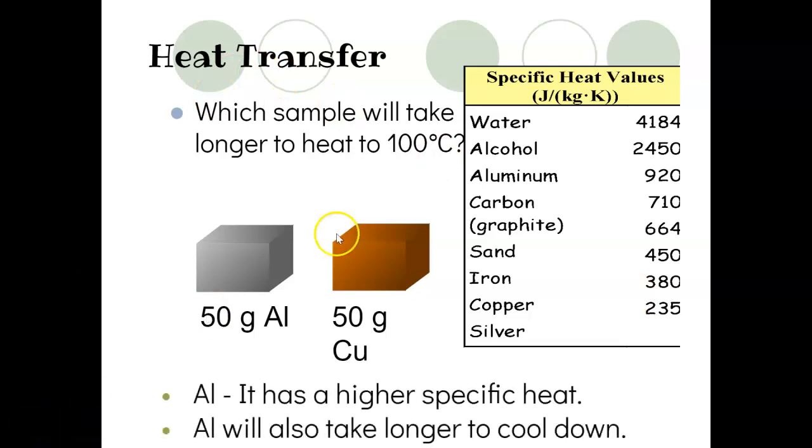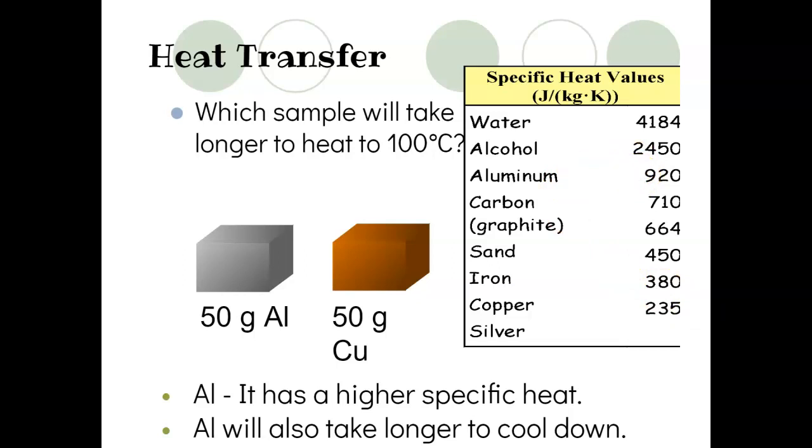Okay, so in this case, we've got aluminum versus copper. We would look at our table and we would compare these two metals. So aluminum has a specific heat of 920 and copper has a specific heat of 235. So 920 is of course higher than 235. So that just tells me that aluminum will take longer to heat up and it will also take longer to cool down.